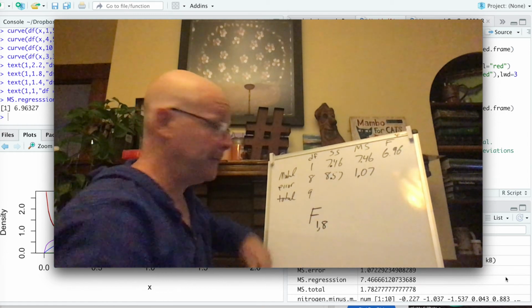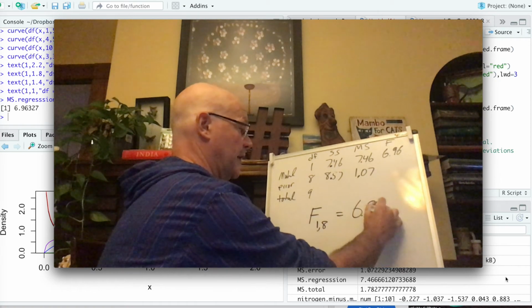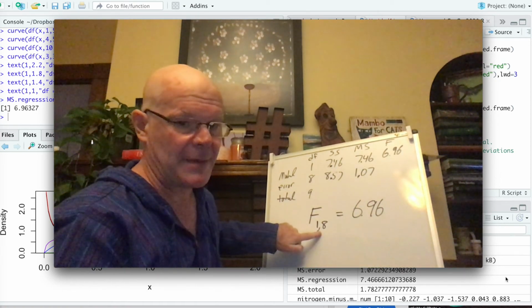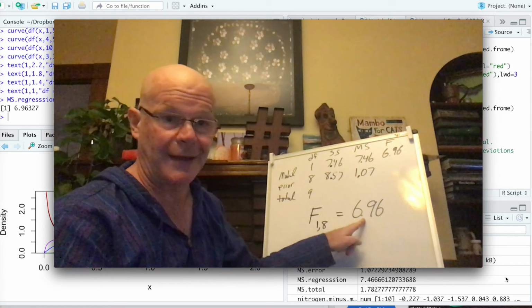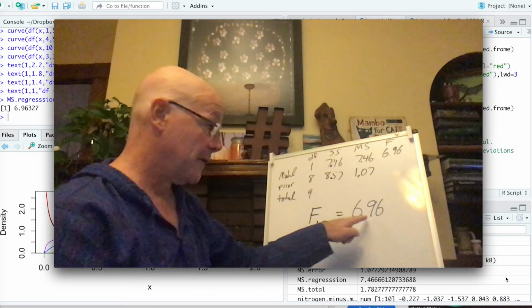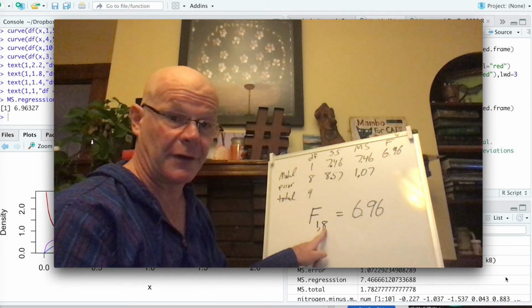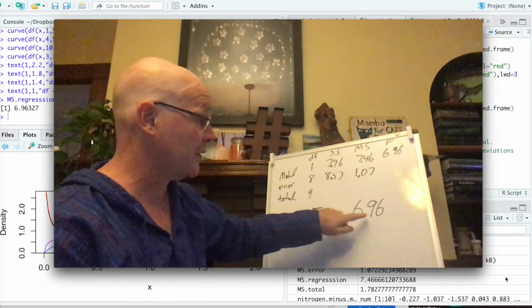So how we would present this is we would say our F with 1, 8 degrees of freedom equals 6.96. And I keep emphasizing this degree of freedom thing because a lot of people forget to include that. Without the degrees of freedom, this number is dead to me. It means nothing. This number means something once I know what the numerator and denominator degrees of freedom were. There's the numerator, there's the denominator, 1, 8, 6.96.